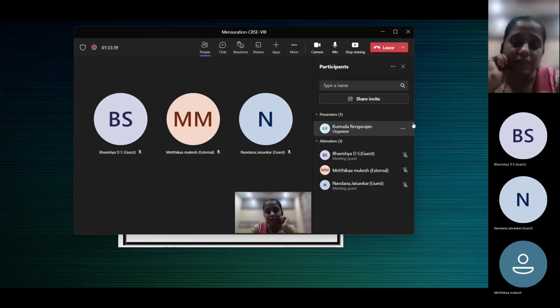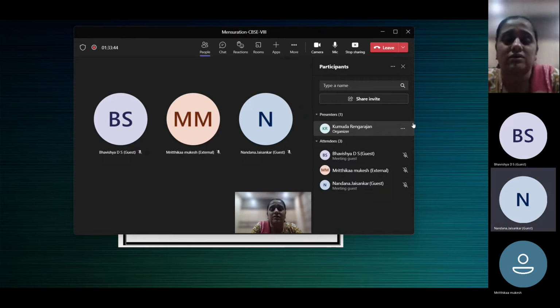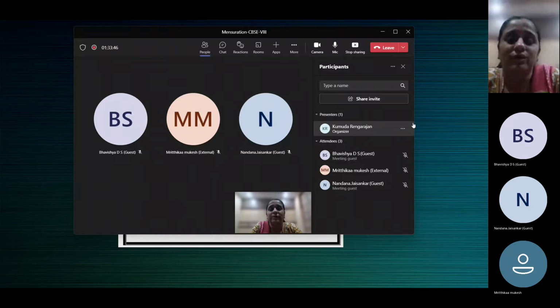A square is a quadrilateral, which is a regular quadrilateral. Yes, because in a square, all the sides are equal and all the angles are also equal. A square is a quadrilateral because it has 4 sides. And it's a regular quadrilateral because all the four sides are equal and all the four angles are also equal. Angles are equal to 90 degrees, all angles, and all sides are equal. So a square is a regular quadrilateral.